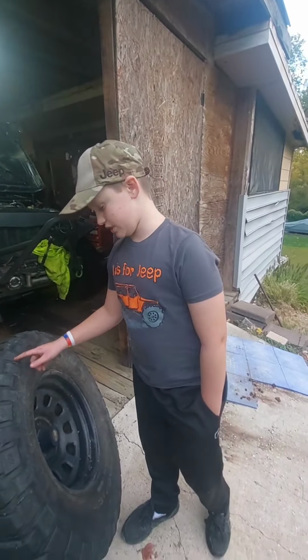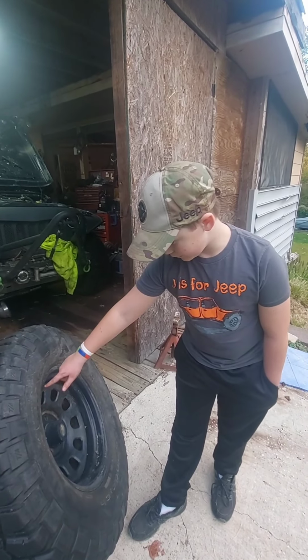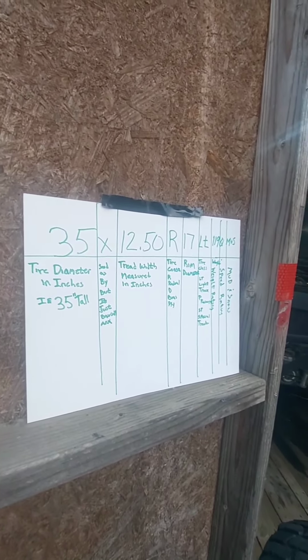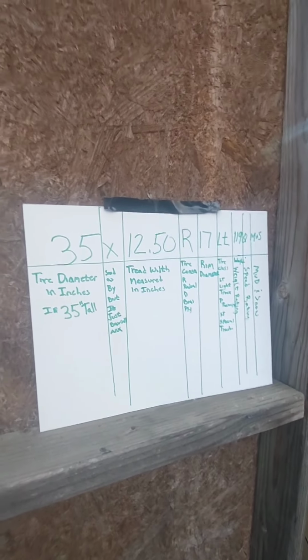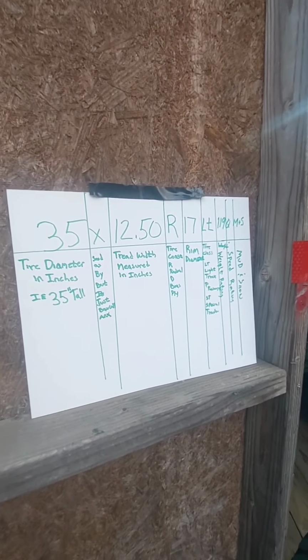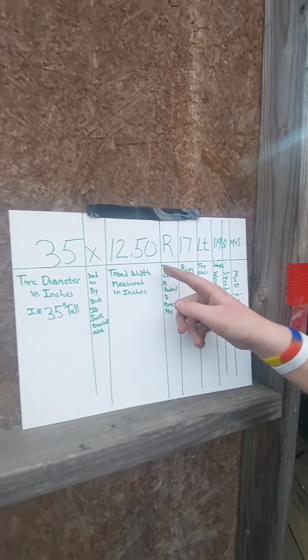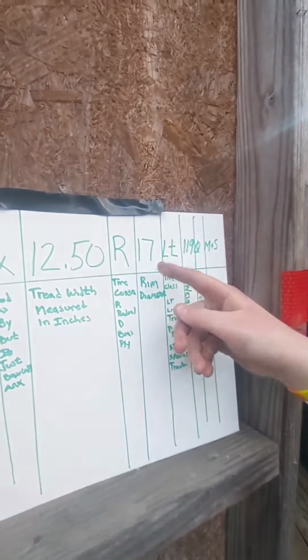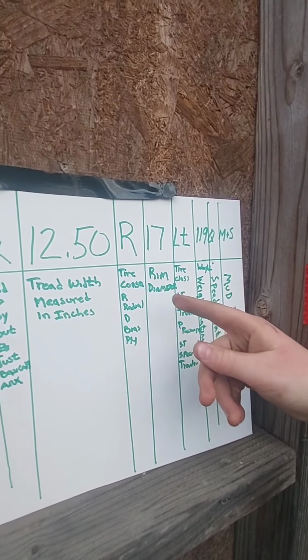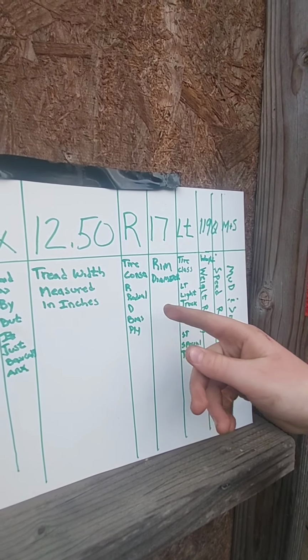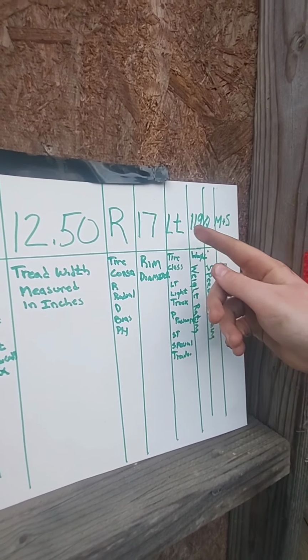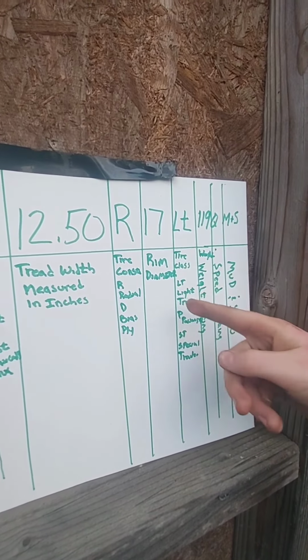This tire is measured in inches. This one is a 35 by 12.50 R17 LT. We're going to break that down for you up here. All right, so the first is 35. That's just your tire diameter or tire height. It's 35 inches in diameter, 35 inches tall. Next up is 12.50, tread width measured in inches. Next up is R, and that's tire construction, radial, or you can have a D, which is bias ply. Next up is 17, and that's rim diameter.